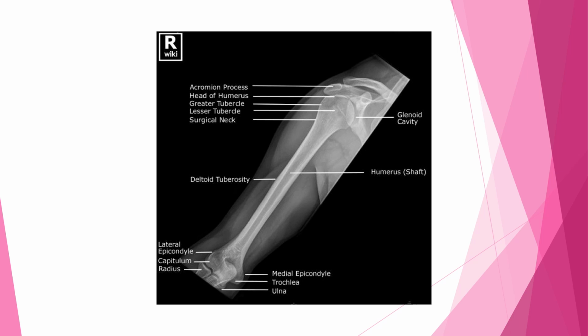So you can see the acromion process right here. This is the clavicle, so this is the AC joint. You've got the humeral head here, greater tubercle, lesser tubercle, surgical neck, anatomic neck would be right here, glenoid cavity or glenoid fossa, the shaft of the humerus, the deltoid tuberosity, and then we've got distal humerus anatomy. You've got the lateral epicondyle and the medial epicondyle.